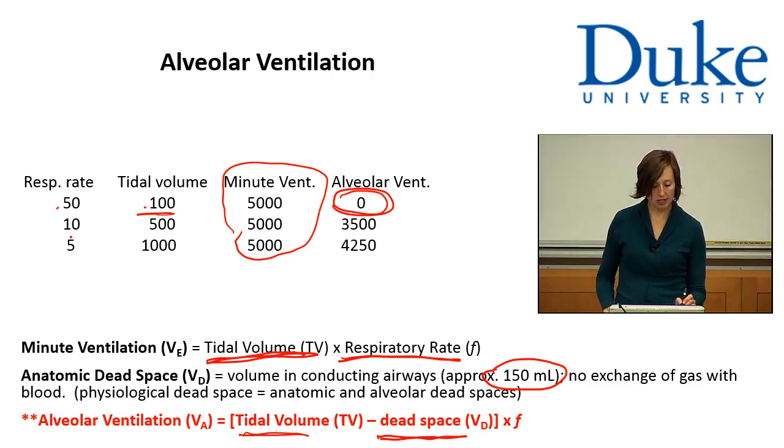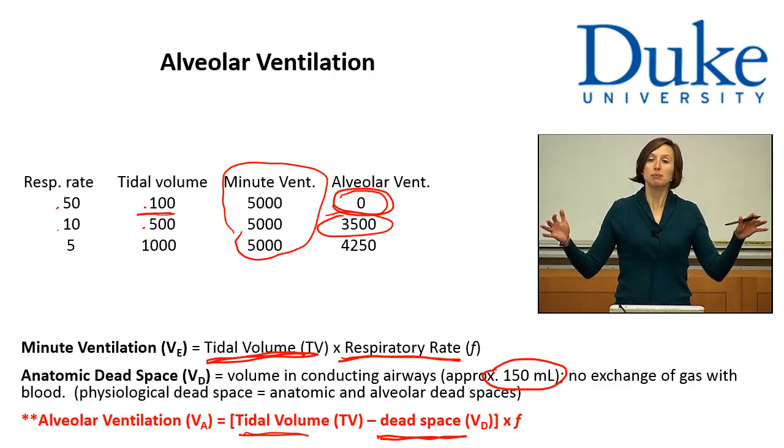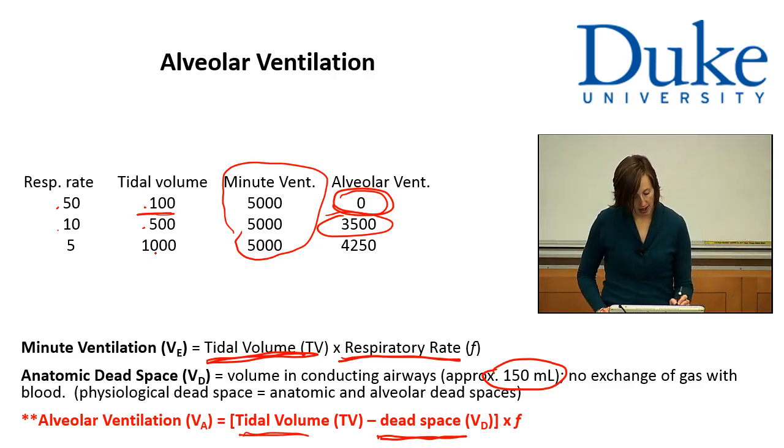If we have someone that has really a normal breathing pattern of 10 breaths a minute of 500 mils, then their alveolar ventilation, 500 minus 150, which is 350 times 10, is going to be 3,500 milliliters. And then if we have someone that is breathing only 5 times a minute but taking deeper breaths, then we'll subtract 150 from 1,000 and multiply by 5.